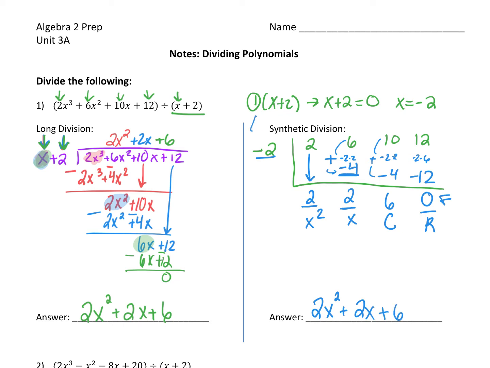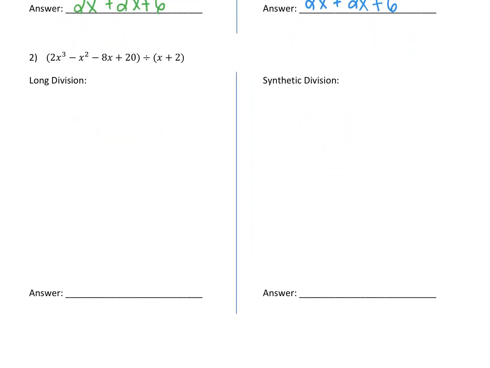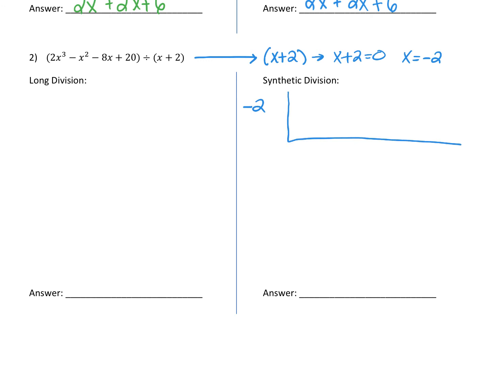So we're going to focus on synthetic division because it's a little bit easier, but synthetic comes from long division, so that's why I wanted to show you both ways. All right, so let's do another example of synthetic division. We're not going to focus on long, like I said, we're going to focus on synthetic. So I have this factor of x plus 2, meaning x plus 2 would equal 0, meaning my x would equal negative 2. So again, negative 2 is what's going to go on the outside. Then I'm going to take my coefficients, and those are going to go on the inside. So 2, negative 1, negative 8, and 20.